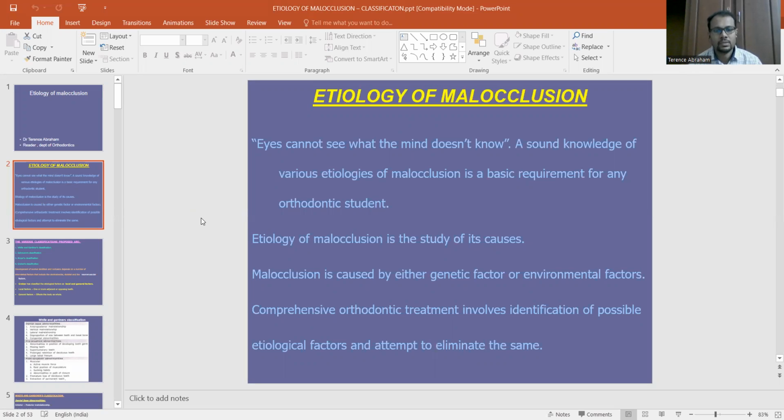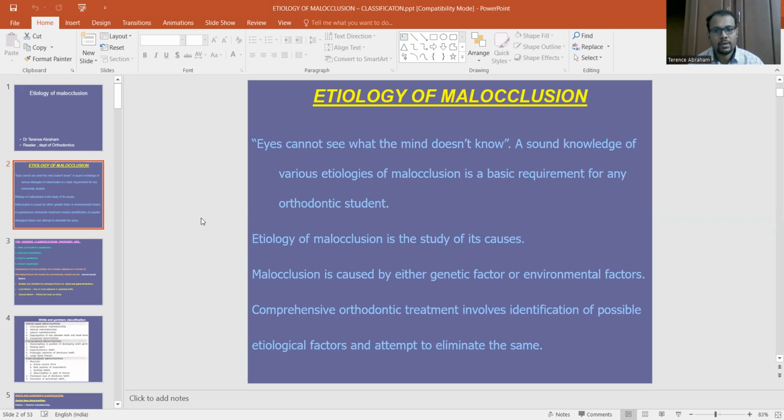According to one quote, the eyes cannot see what the mind doesn't know. That means a sound knowledge of the various etiologies of malocclusion is a basic requirement for any orthodontic student. Before starting a treatment for a malocclusion, we should have clear-cut knowledge about the cause of the malocclusion. Once we have corrected that etiology, only then can we get the maximum retention from our treatment.